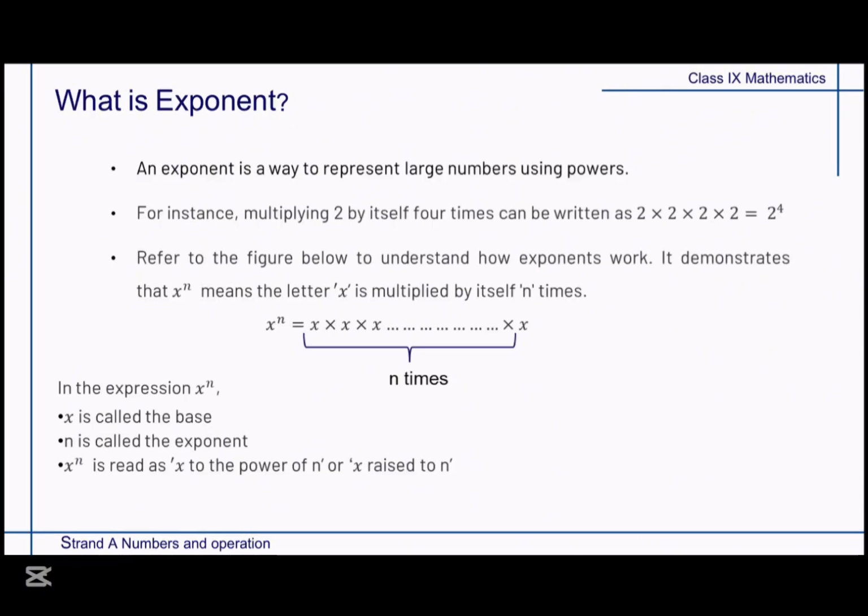Now, what is an exponent? An exponent is a way to represent large numbers using powers. For instance, multiplying 2 by itself 4 times can be written as 2 raised to 4. Now, if you look at this example here, x raised to n is in the power form. It represents x times x times x, and this dot dot dot, we do not know what the value of n is. Hence, it is written as dot dot dot.